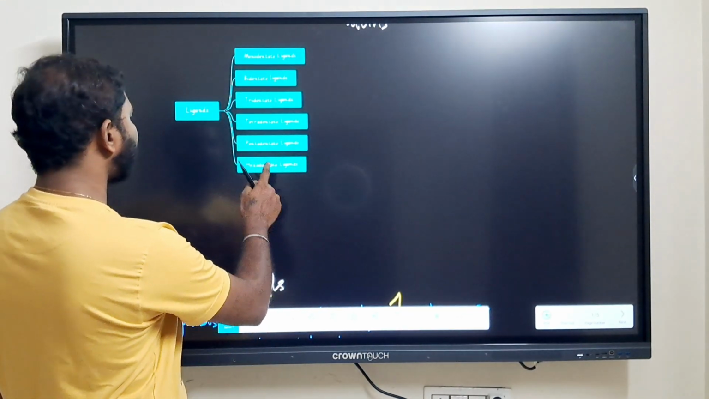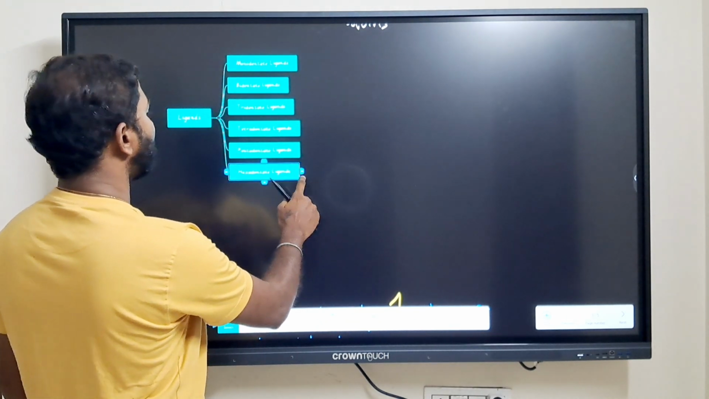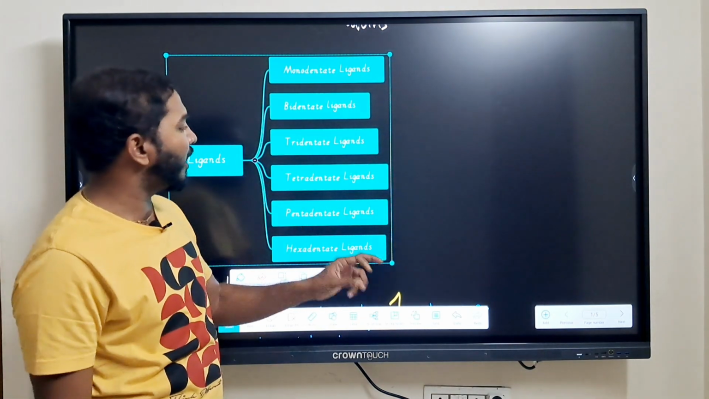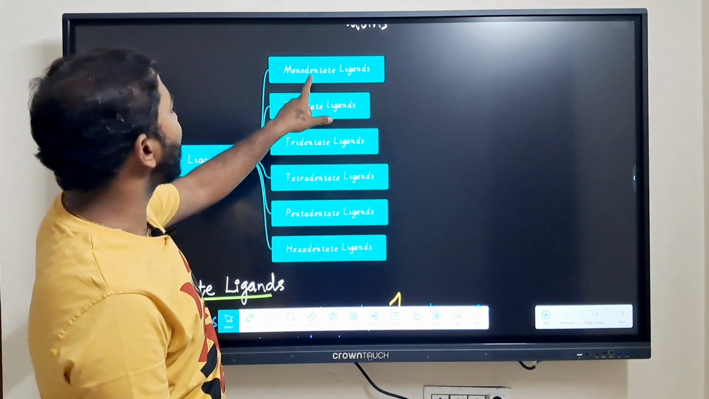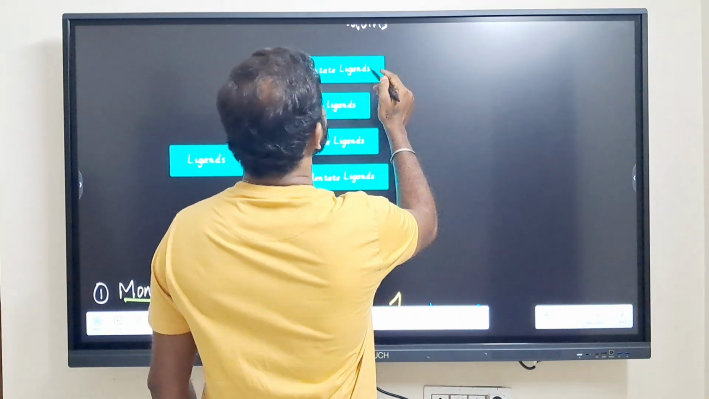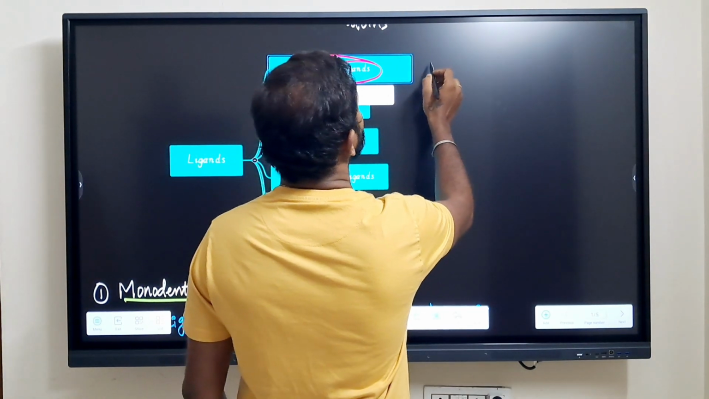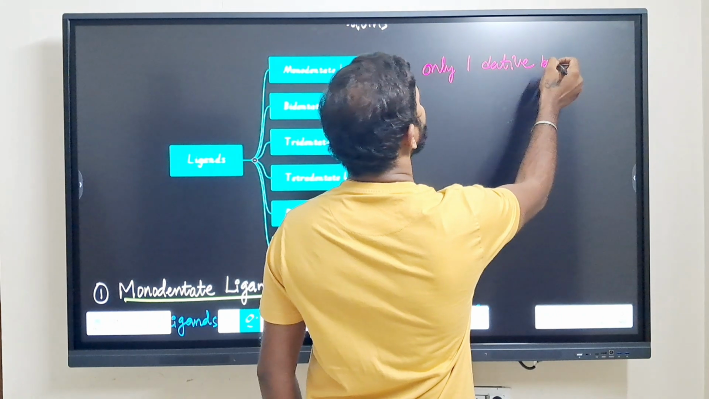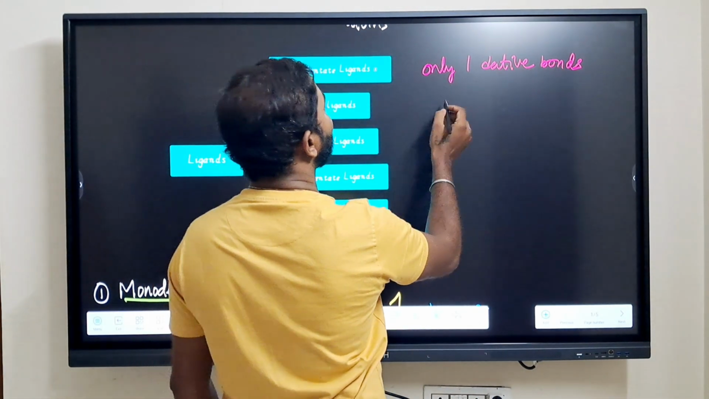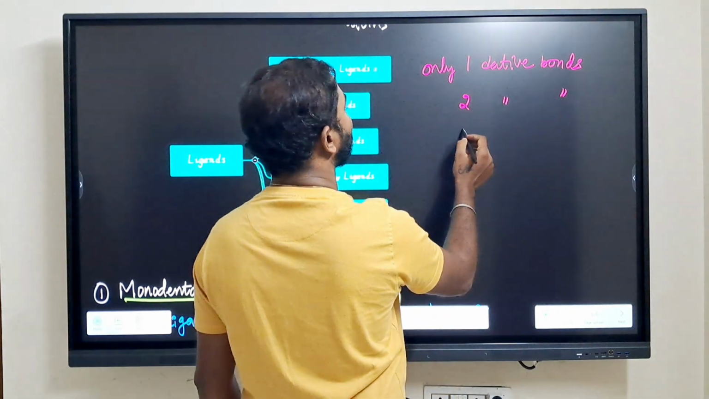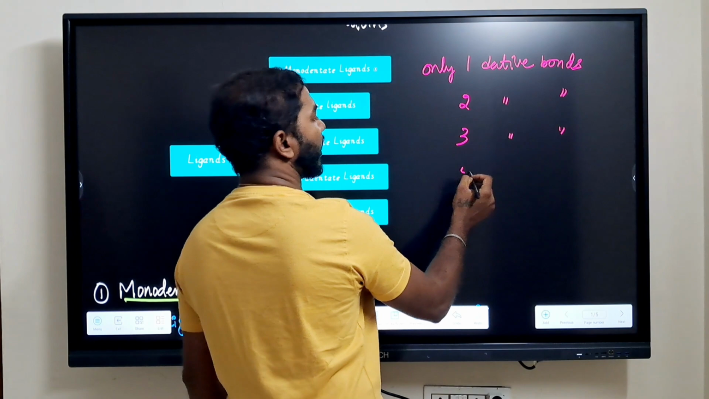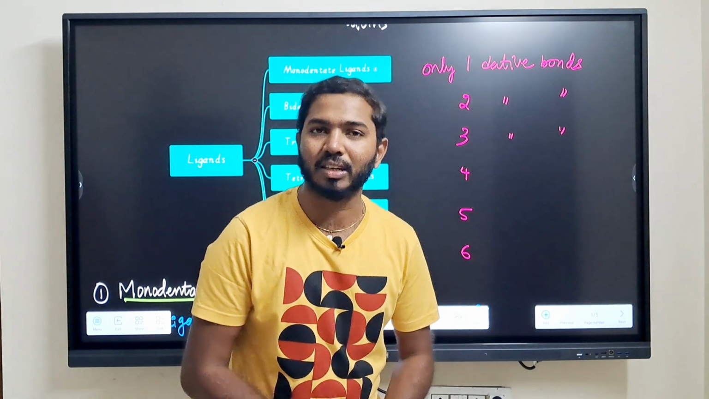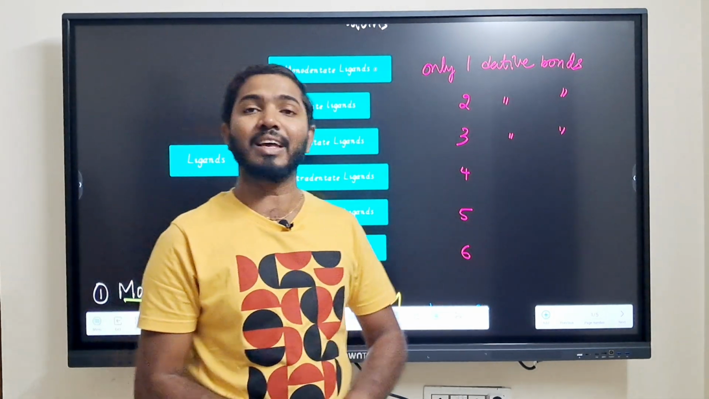I have given the classification here. Just try to have a look. I have given a flow chart here. The ligands are classified based upon the number of donor atoms. Monodentate ligands can form only one dative bond. Bidentate ligands can form two dative bonds. Tridentate ligands, three dative bonds. Tetradentate ligands, 4. Pentadentate, 5. And hexadentate, 6. As far as our IIT or NEET exams are concerned, we can end up with hexadentate ligands.